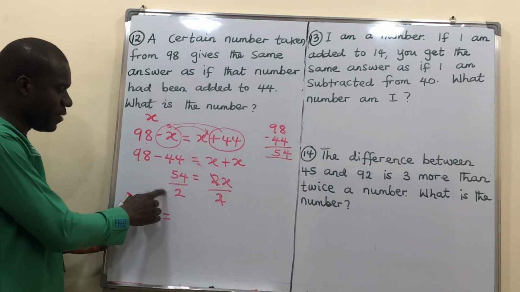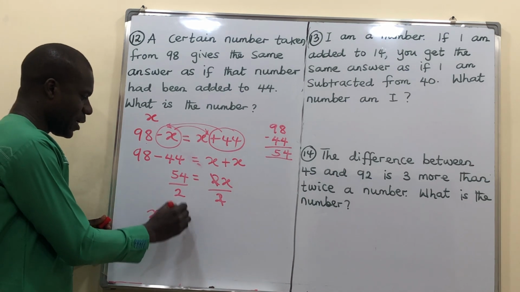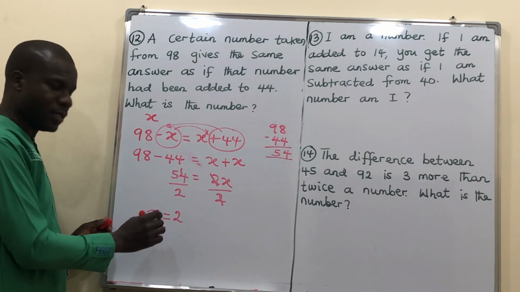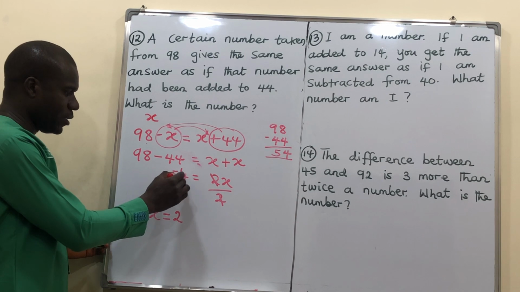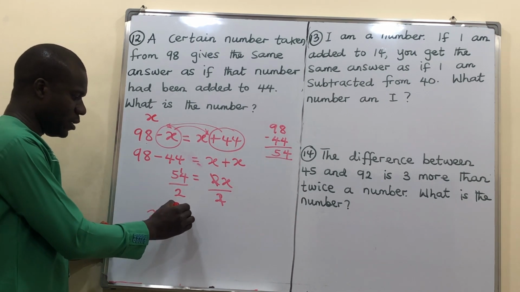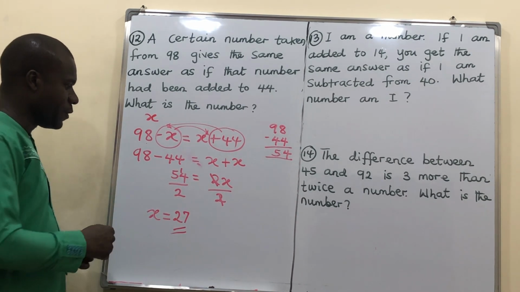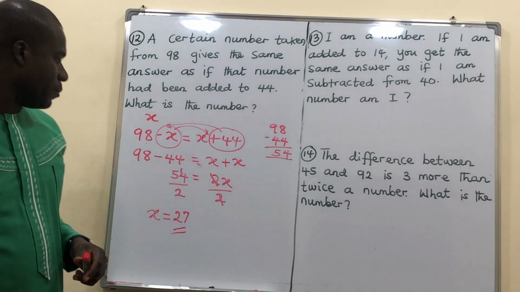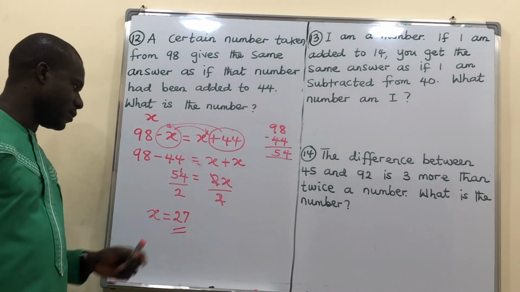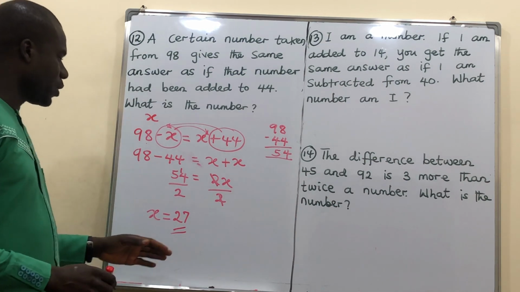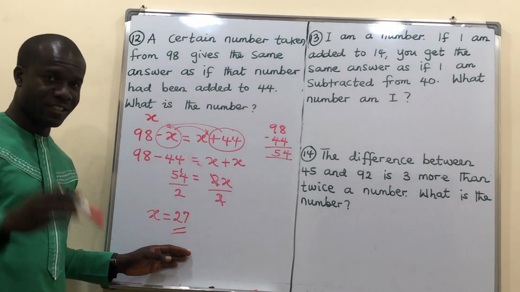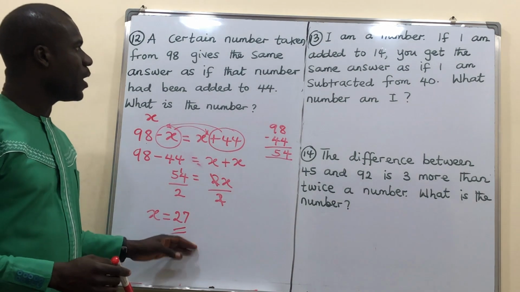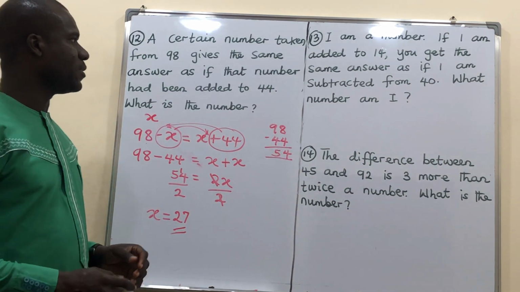How many times can 5 be divided by 2? 2 times, remainder 1. So 1 on top of 4 is 14. 14 divided by 2 is 7. So 54 divided by 2 will give me 27. Alright? So we are done with question 12. You can see that it's very easy. Now let's look at question 13.